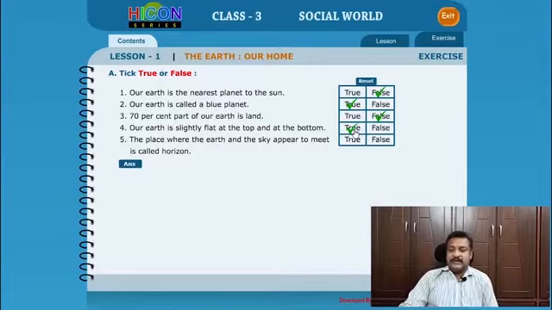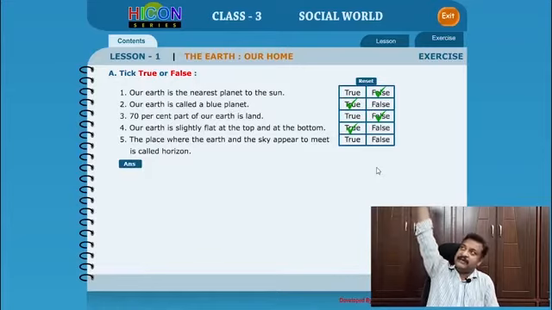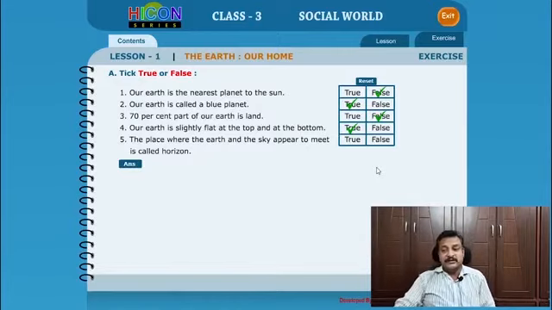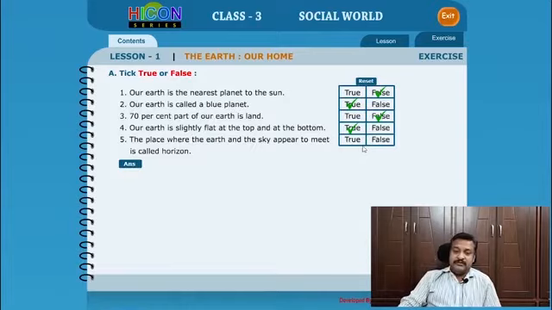A place where the earth and the sky appear to meet is called a horizon. Yeah. When we travel or when we look at a long distance, we feel like the sky has come down and touched the earth, and that part is known as the horizon, isn't it? Yeah, so that is a true statement. So we mark it true.